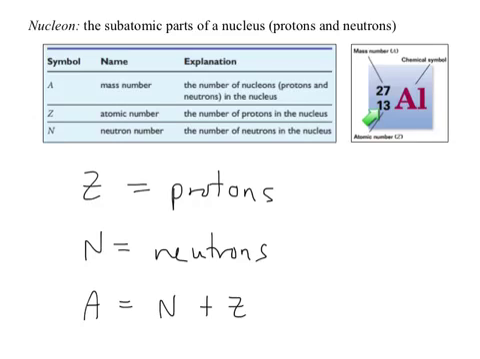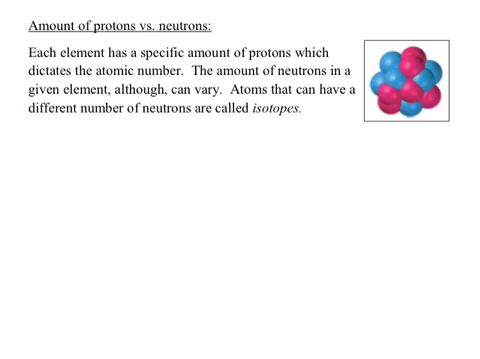So how many neutrons are there in aluminum? Not 13. 14. Because we have 13 protons plus 14 neutrons to give us 27 as a mass number. So in this example, since there are 13 protons, there have to be 14 neutrons to give us a total mass of 27. Any questions?